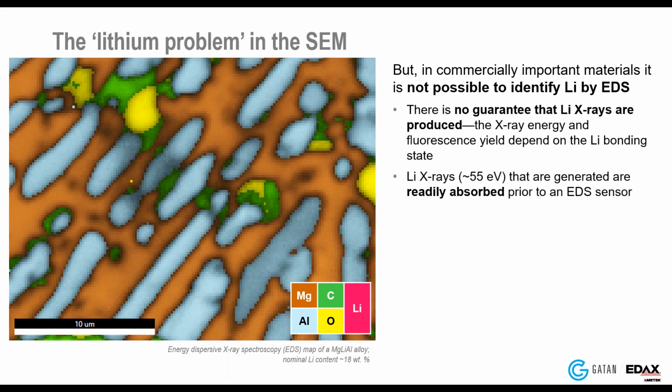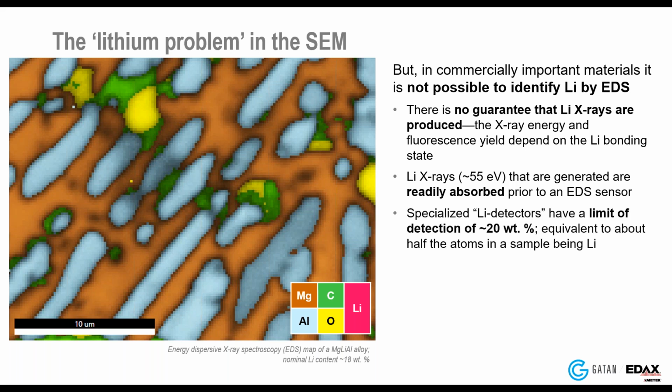Firstly, there's no guarantee that lithium X-rays are actually generated by a sample. In fact, for a wide range of lithium materials, particularly compound materials, the X-ray fluorescence yield depends on the lithium bonding state, and most don't give out lithium X-rays. In materials where lithium X-rays are generated, very few of them actually ever leave the specimen. They're either reabsorbed by contamination or by the sample itself, even before they reach the EDS detector.